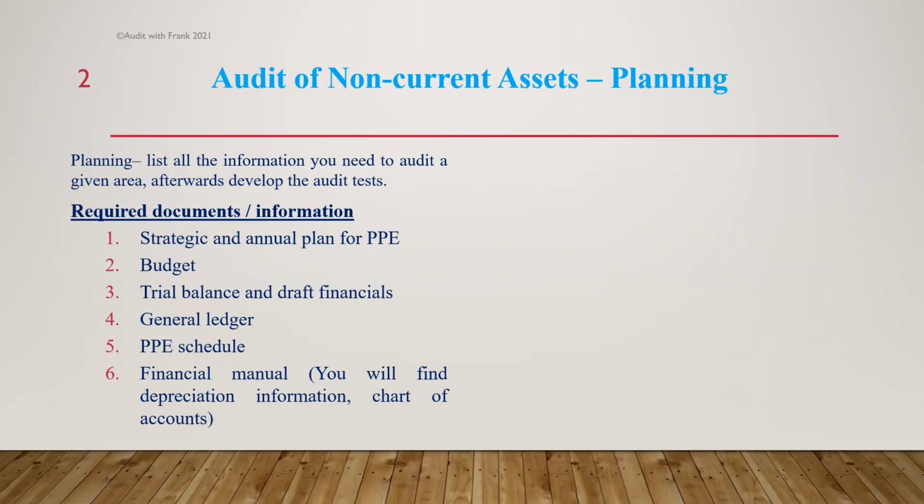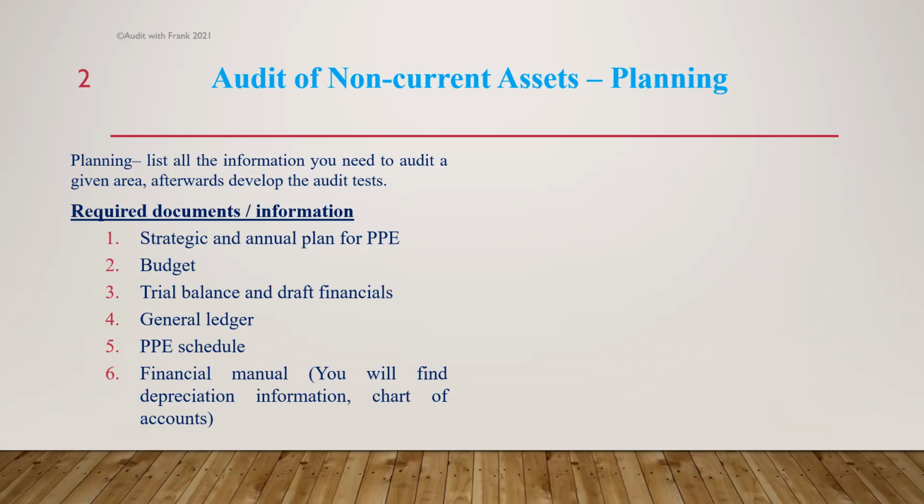So as you look at the plan, you also need to look at the budget to see how much money has been allocated to property, plant, and equipment. In our audit, we shall check whether this money is not being exceeded, because it is problematic to have very big budget variances, either through overspending or underspending. Then we shall look at the trial balance and draft financials. Of course, you can look at both the current year trial balance and the previous year trial balance, the same as the financial statements. We can look at the financials for the previous year and the draft financials for the current year.